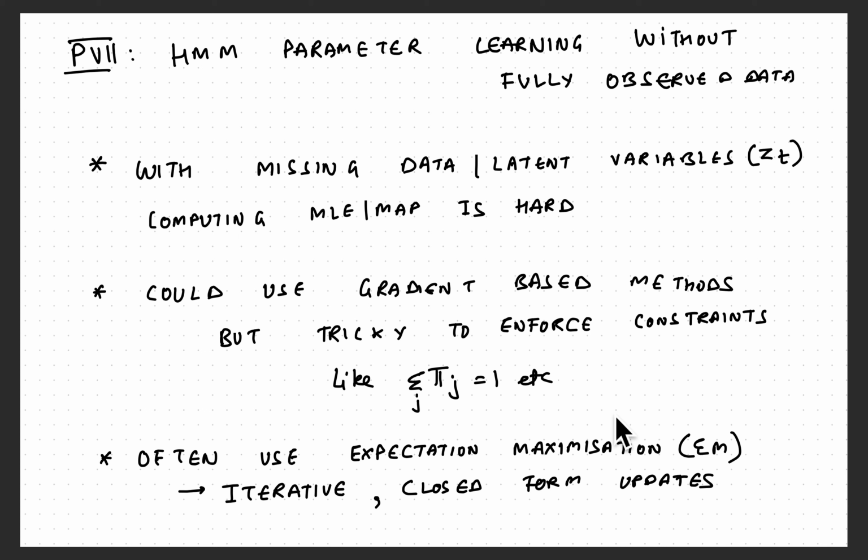So often what we end up using is an algorithm known as expectation maximization. It's the same EM algorithm that you would have studied in some other concepts in data science and machine learning, such as mixture of Gaussians, for example. So it's an iterative algorithm and it gives us some closed form updates, right? We'll take a short detour from the HMM discussion and talk very briefly about the EM algorithm.